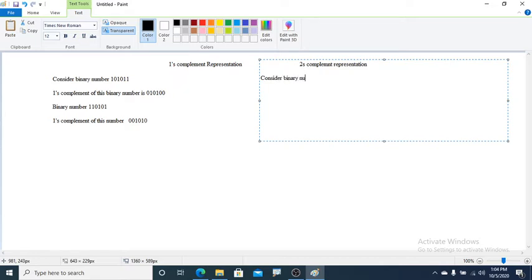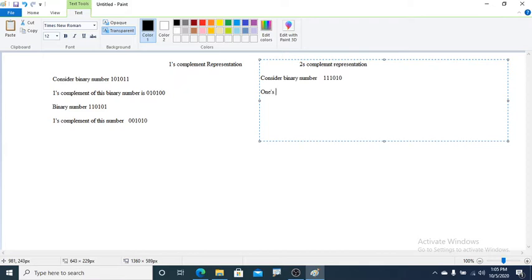So I am considering 1 1 1 1 0 1 0. In order to find the two's complement representation, first we should write the one's complement. Further we have to add 1 at the LSB position. Okay, now I am considering one's complement. First I will find the one's complement of this binary number.